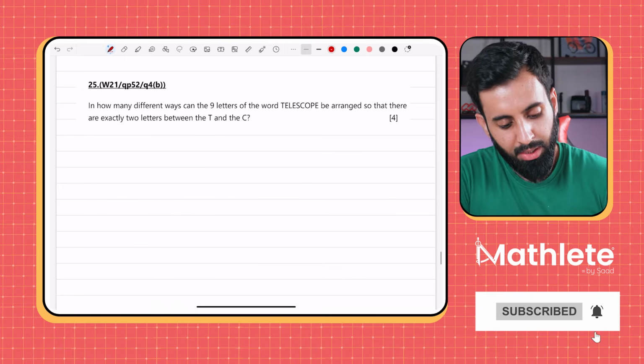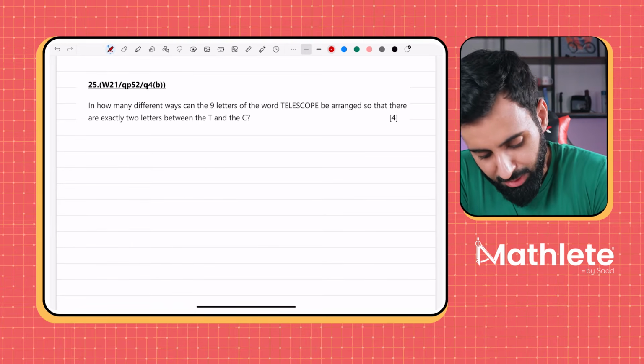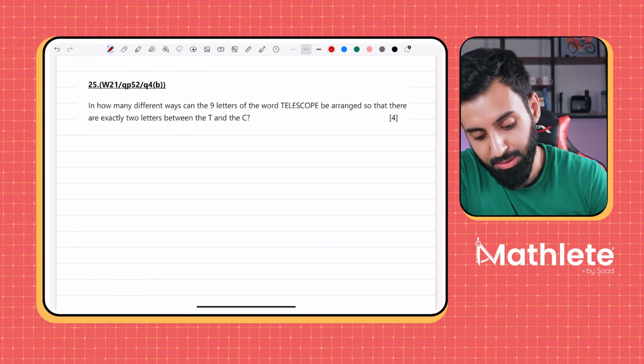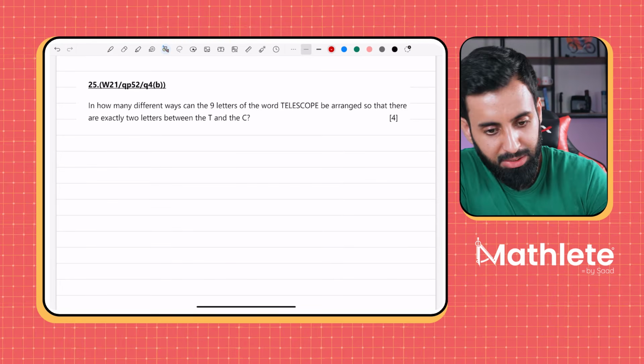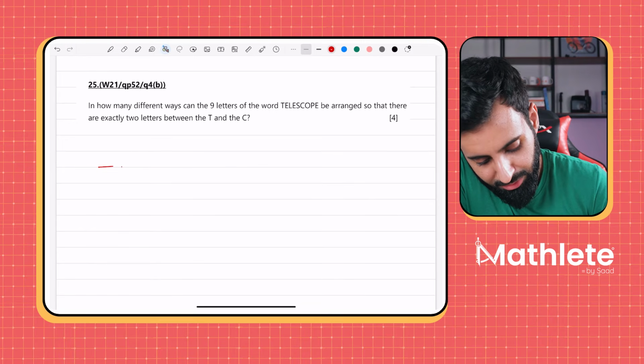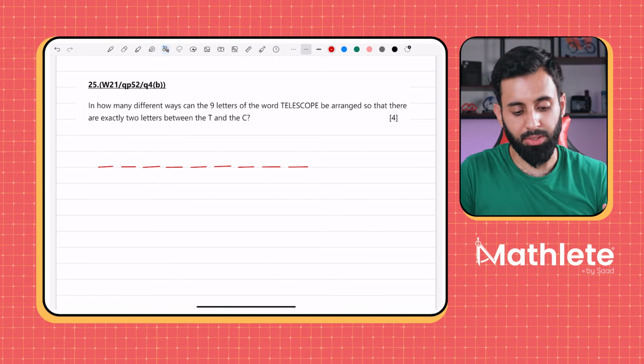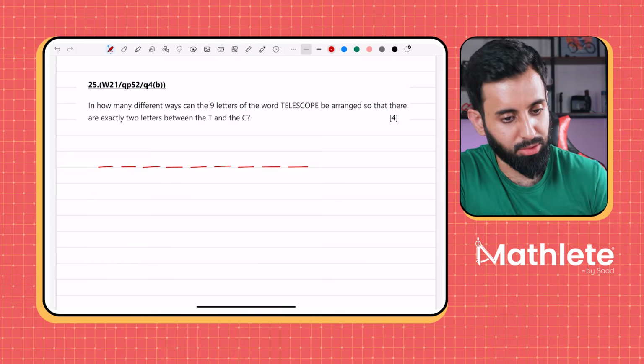Here we have, in how many different ways can the 9 letters of the word telescope be arranged, so that there are exactly 2 letters between the T and the C. So once again, very similar to the question that we just solved. So how many letters do we have? We have 9 letters. 1, 2, 3, 4, 5, 6, 7, 8, 9. I do encourage you guys to pause this video and try this question yourself before I solve it.